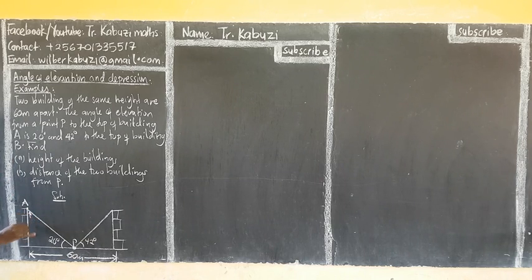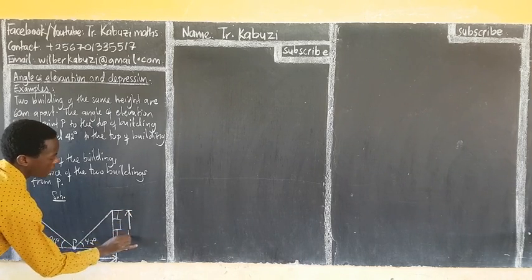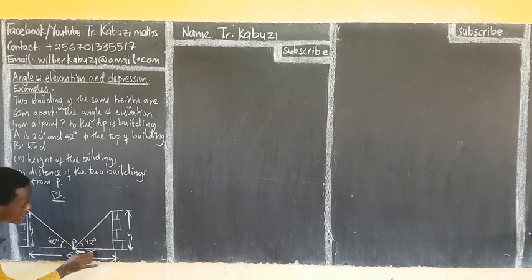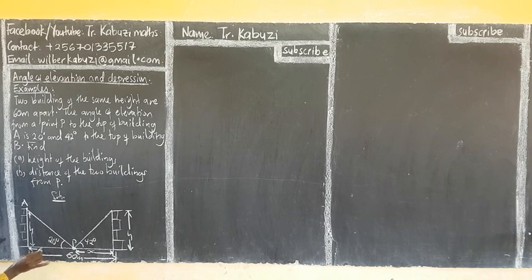The height is the same, so we have H up there and H up here, because these two buildings have the same height. They also want us to get the height of the building, then the distance of the two buildings from P. If I call the distance from P to here X, then the distance from here to the other building is 60 minus X.